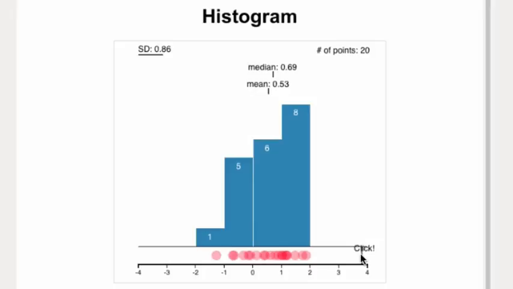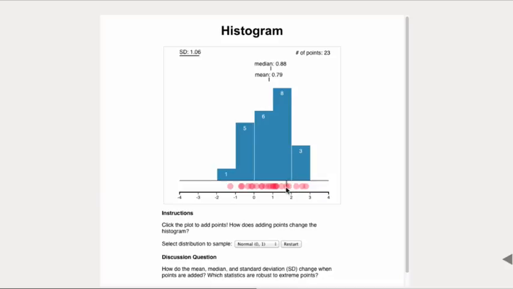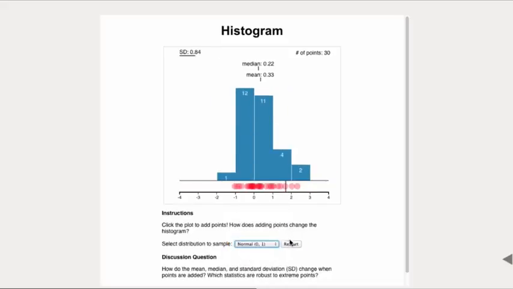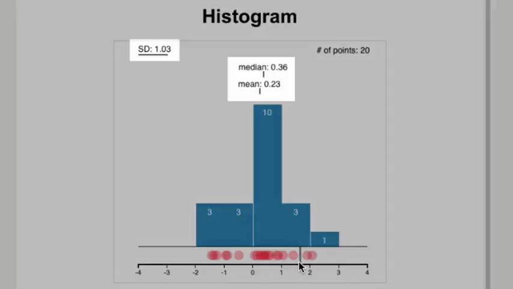You can add points to the histogram by clicking the plot. Clicking the plot updates the histogram. You can also change the data by selecting different distributions to sample from this menu. Finally, the mean, median, and standard deviation are summarized up at the top. For the mean and median, the position of these tick marks relative to the axis corresponds to their values. For the standard deviation, there is a bar which indicates the length of the one standard deviation.